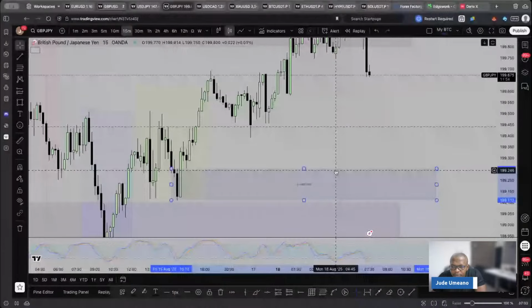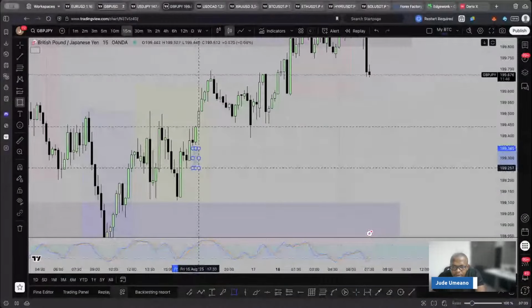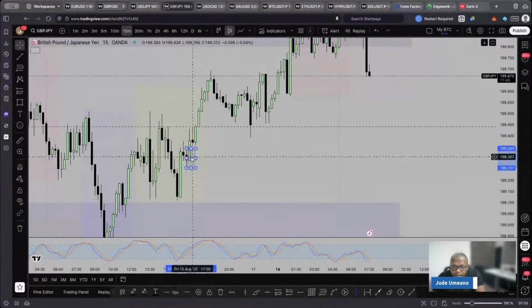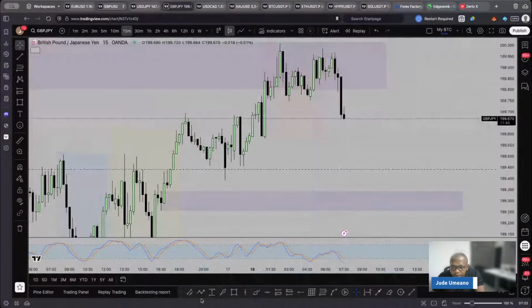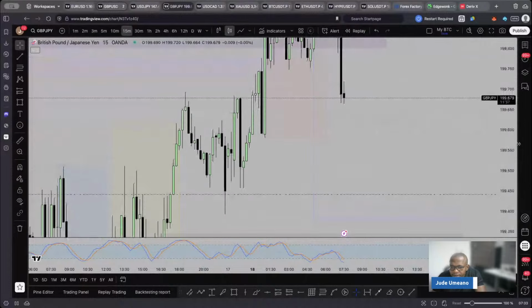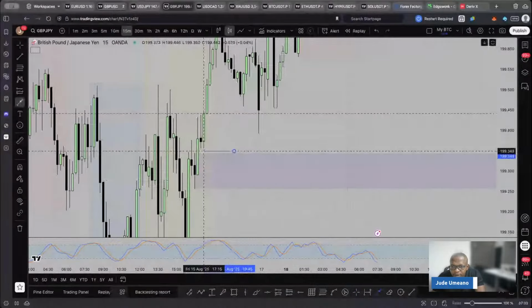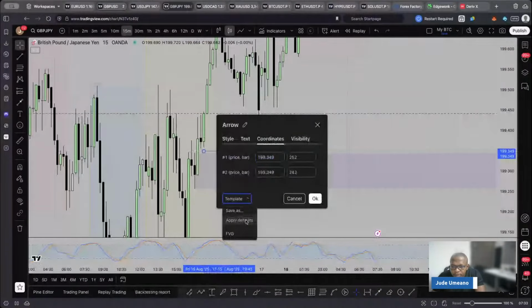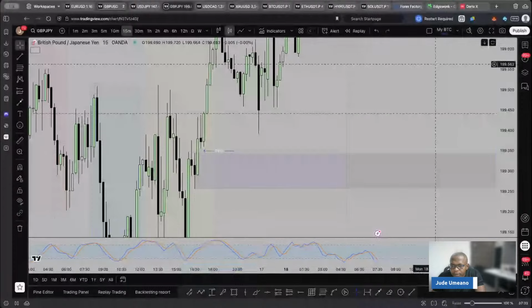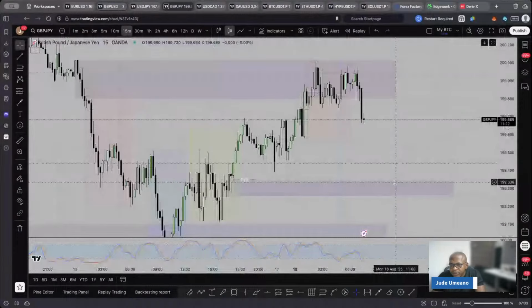Oh, not that one. We have one here. We have one at this particular point because this has not been taken. Because we have a tiny fair value gap at this point. Okay, so this now becomes our target.